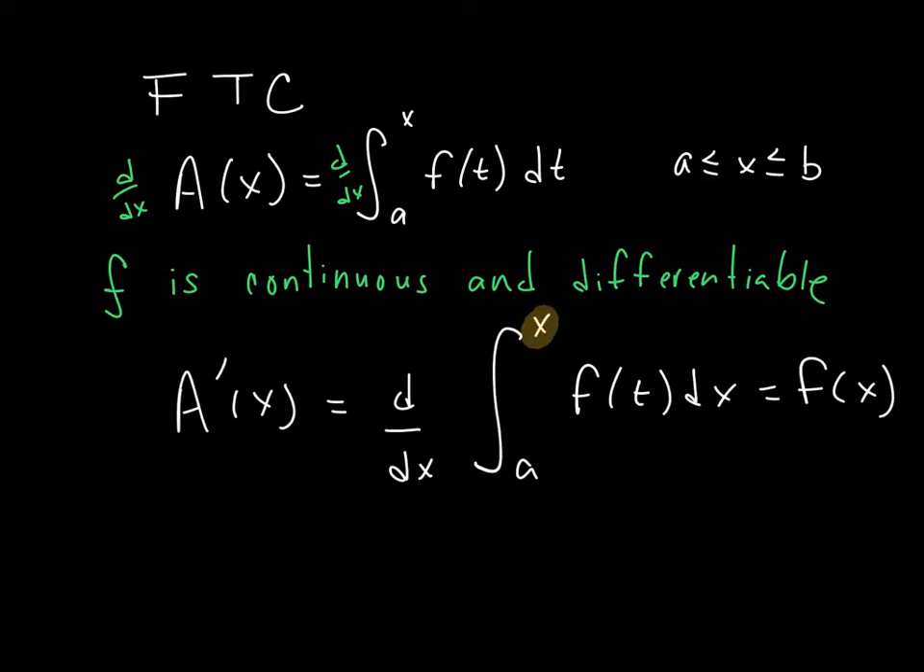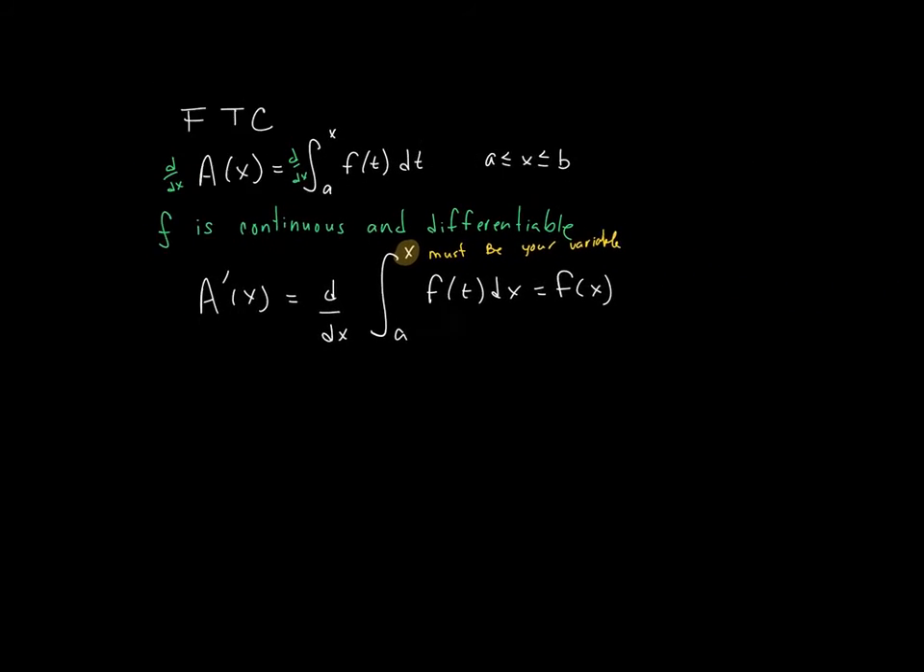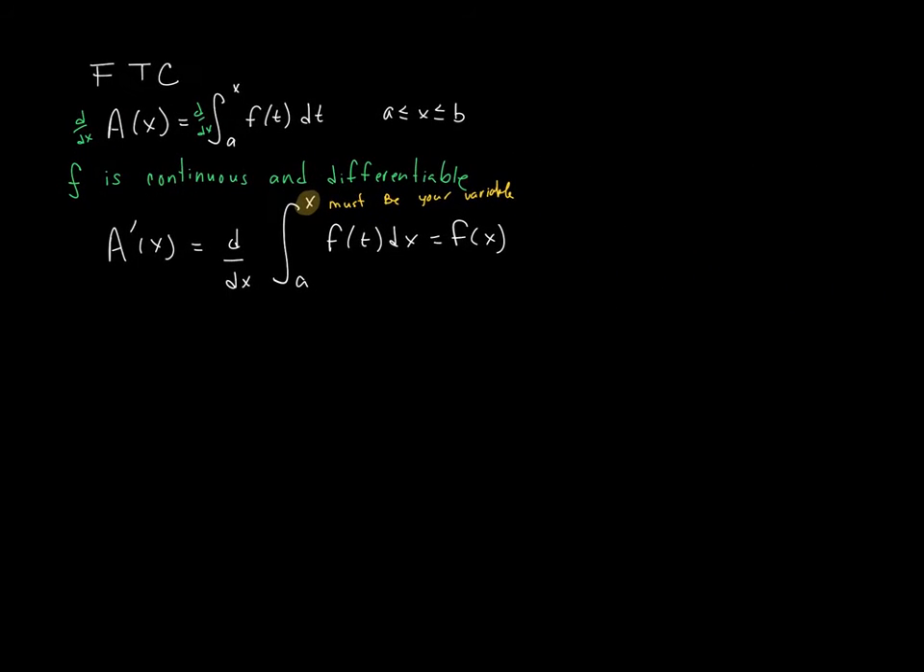Now, it's important to note that this upper limit must be your variable. If for any reason a and x were reversed, you would have to change them and multiply by that negative to make this theorem work. Now, keeping this up here, let's go back and look at the original question.